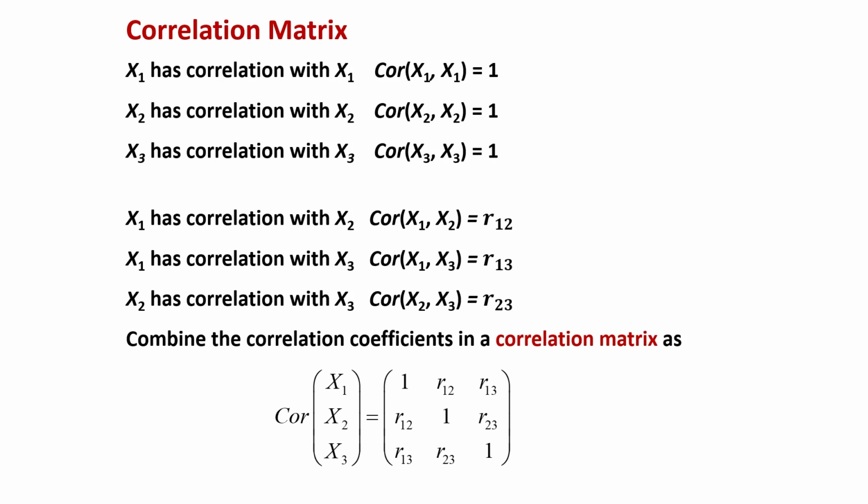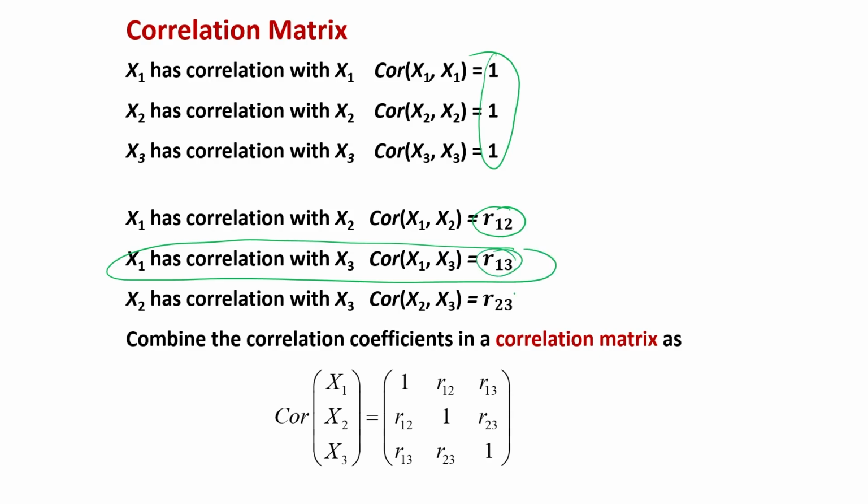Similarly, when you consider a trivariate case, there will be 3 variables x1, x2, x3. The correlation of each with itself will always be equal to 1, right. Now x1 has a correlation with x2, indicated by R12. x1 has a correlation with x3, indicated by R13, and x2 has a correlation with x3, indicated by R23. Now we combine all these correlations in the form of a matrix. The correlation of the vector x1, x2, x3 will be a 3 by 3 matrix.